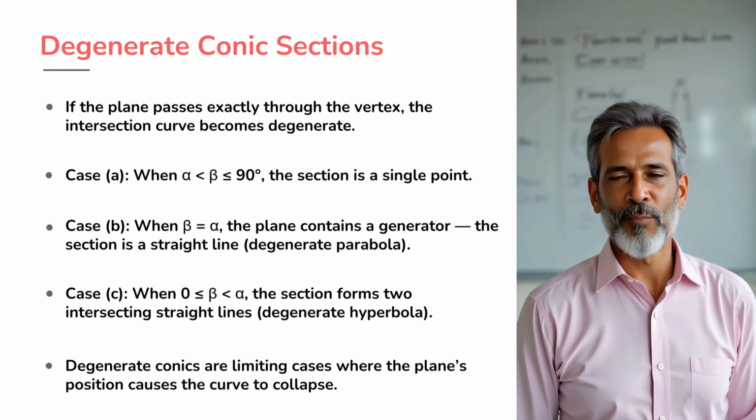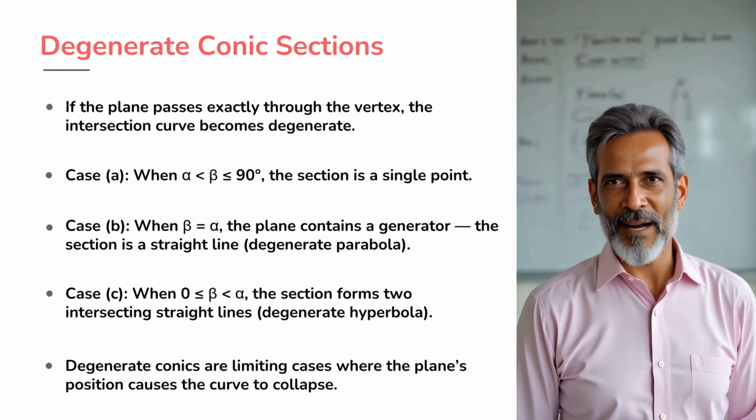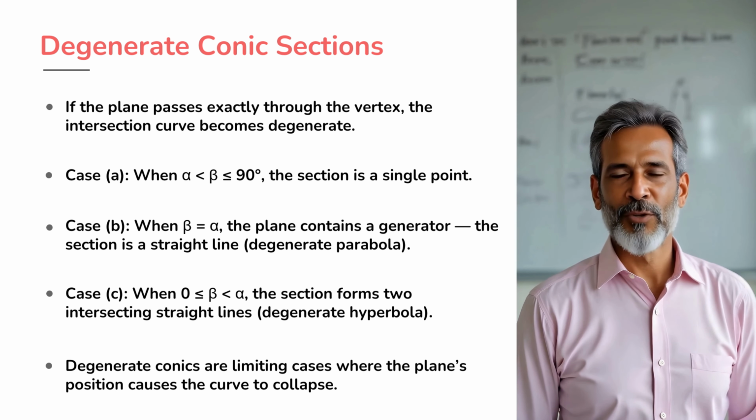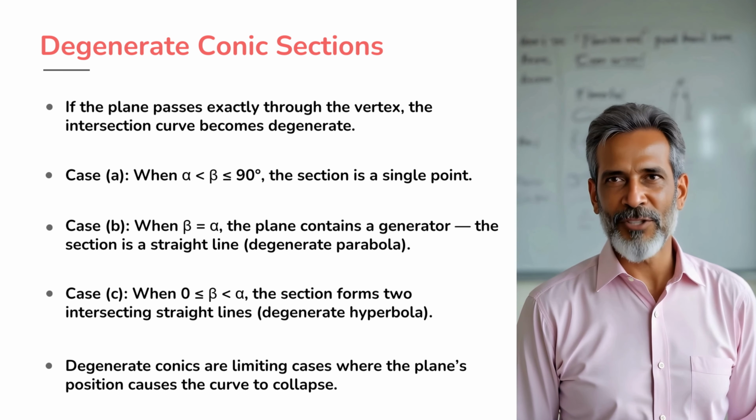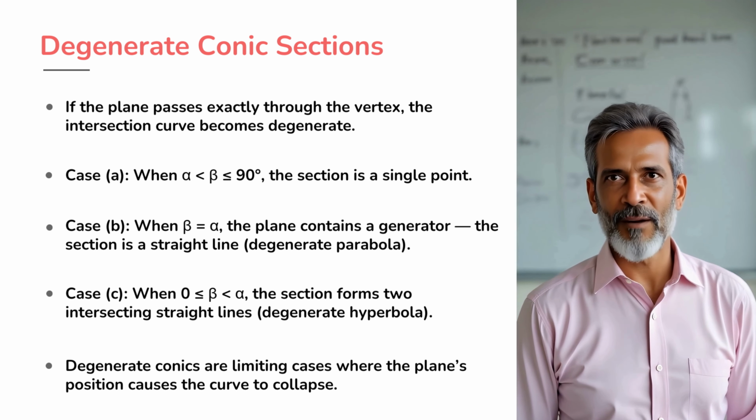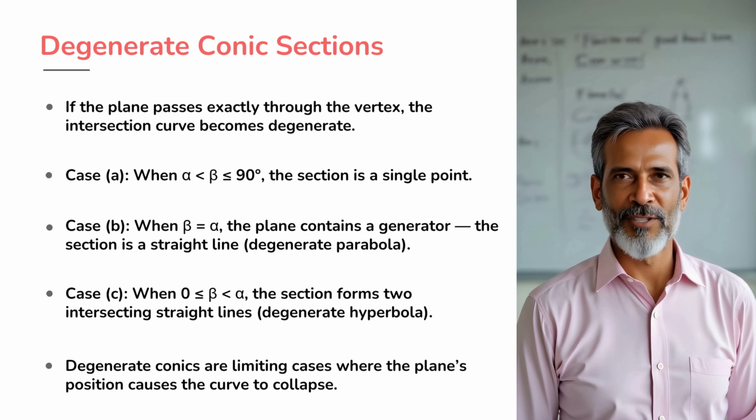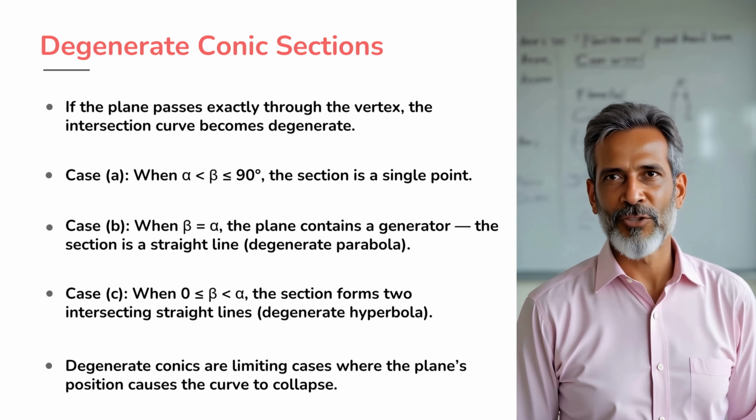Case 1. When alpha is smaller than beta and beta is less than or equal to 90 degrees, the plane touches just the vertex. The section is a single point. Case 2. When beta equals alpha, the plane passes along the generator itself. The intersection is a straight line. That's actually a degenerate form of a parabola.